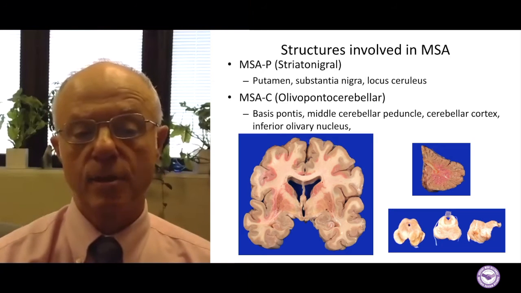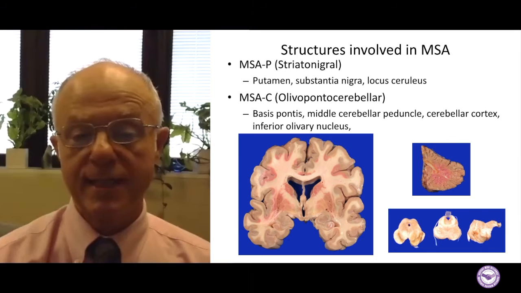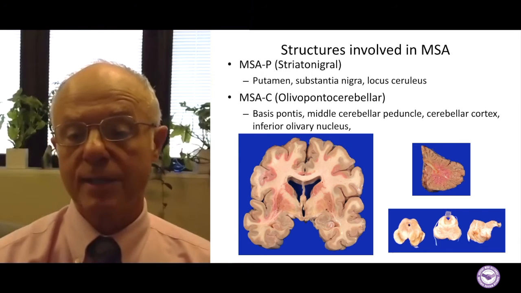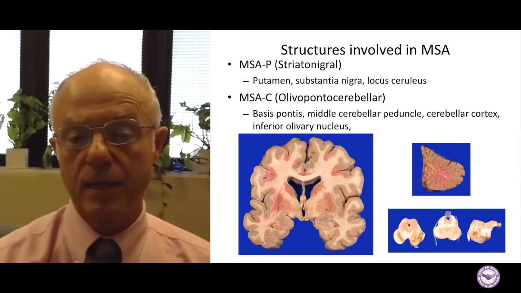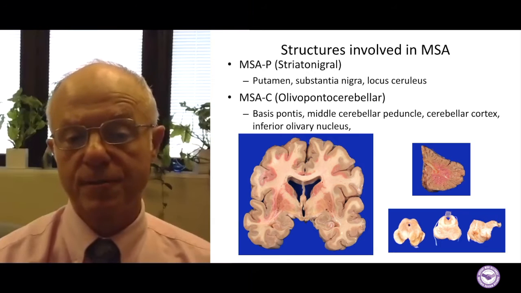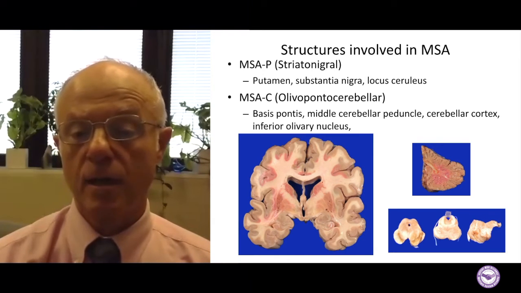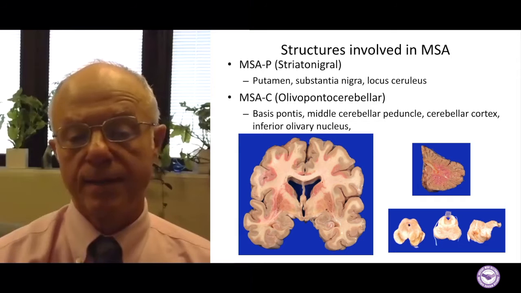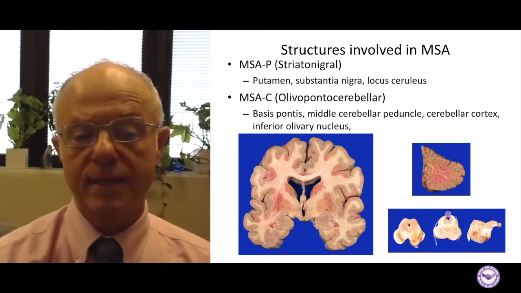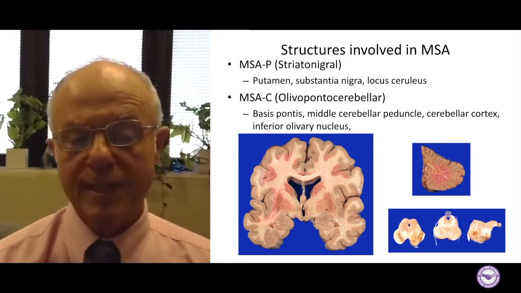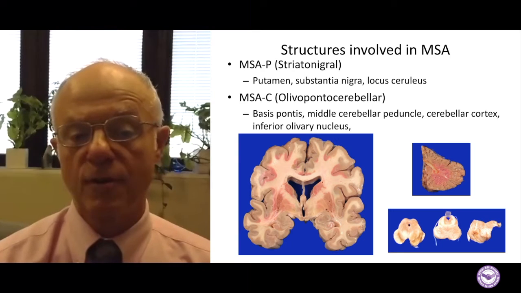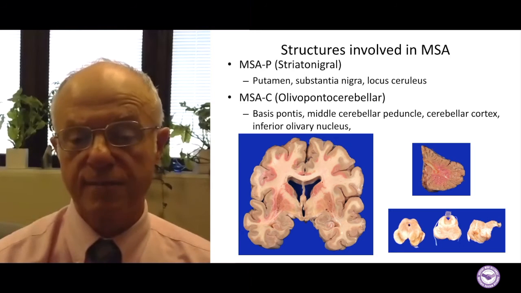A second type is called the cerebellar form, or MSAC. This involves particular structures in the brainstem and the cerebellum, another part of the brain, and I'll show a picture of that in a minute. This is an olivopontocerebellar pattern that usually is less than 20%. Interestingly, almost half of the patients with MSA will show involvement of both regions of the brain.